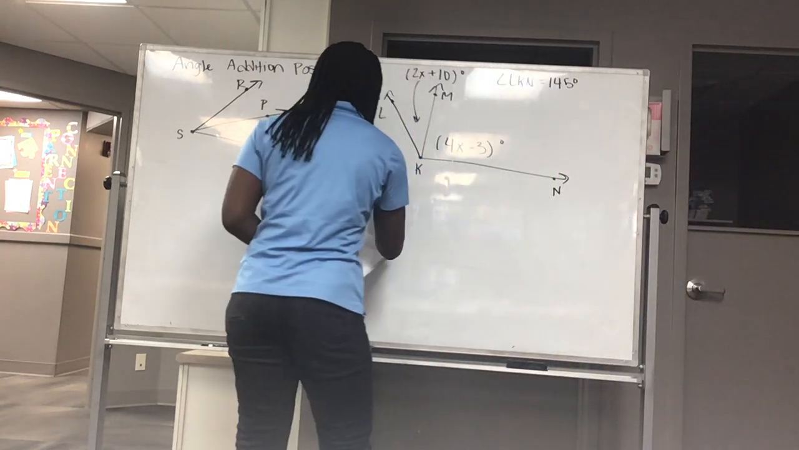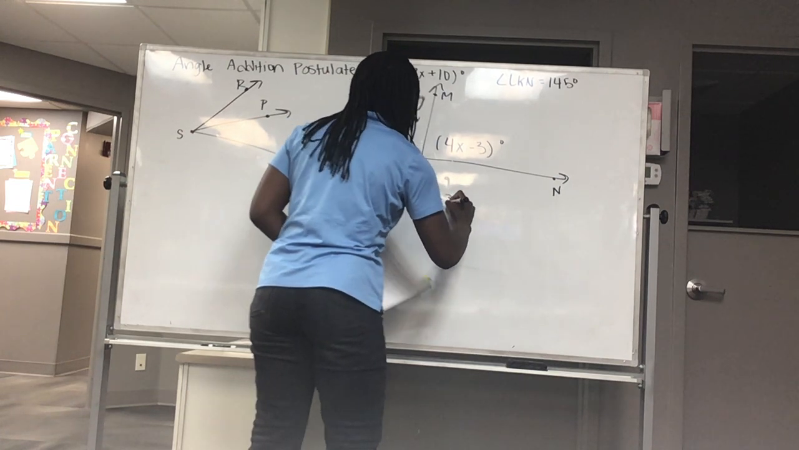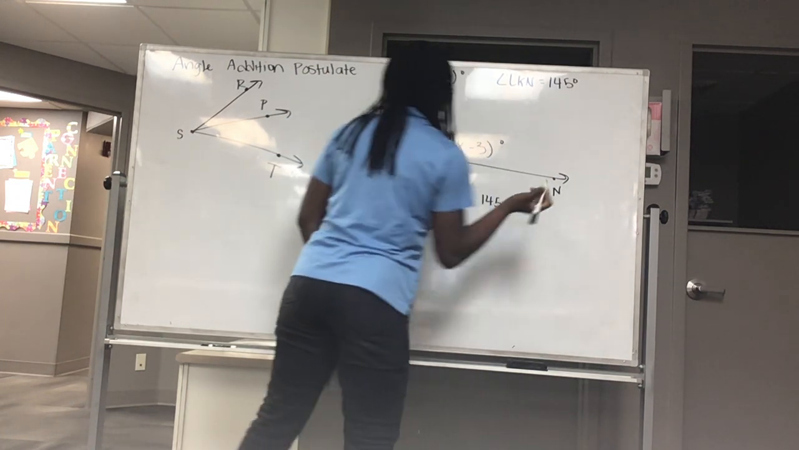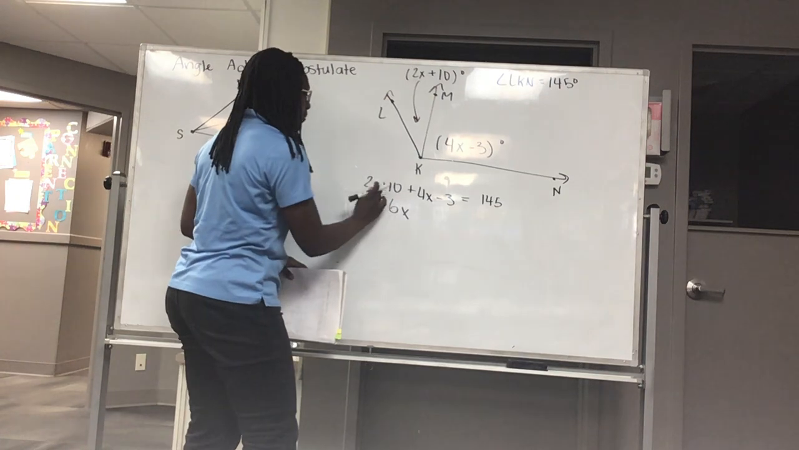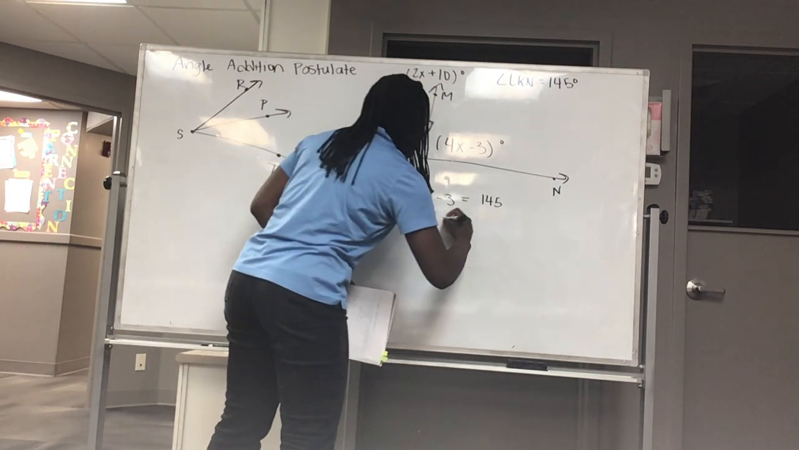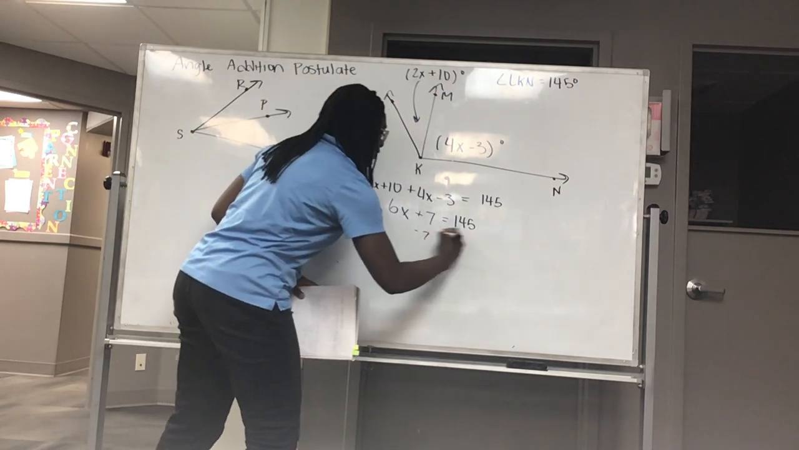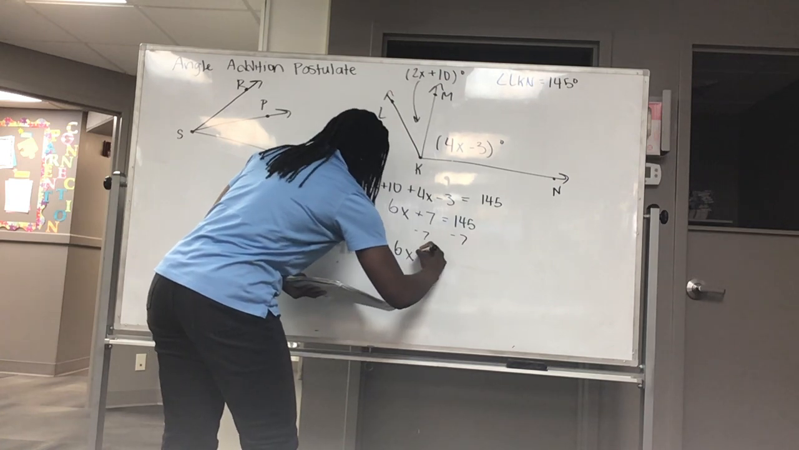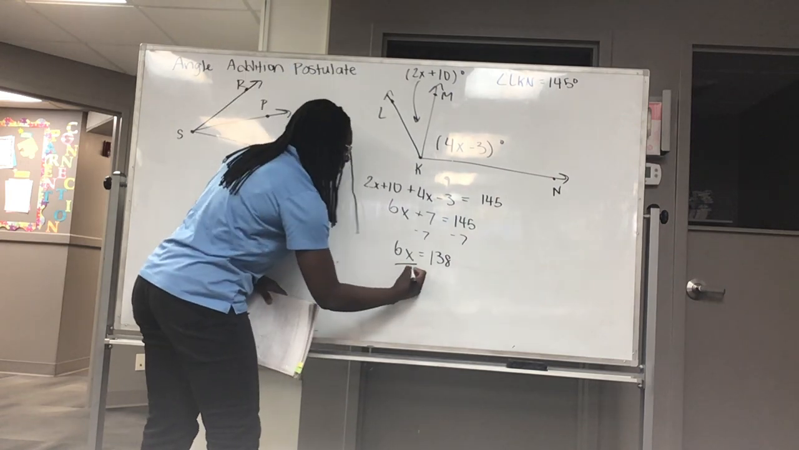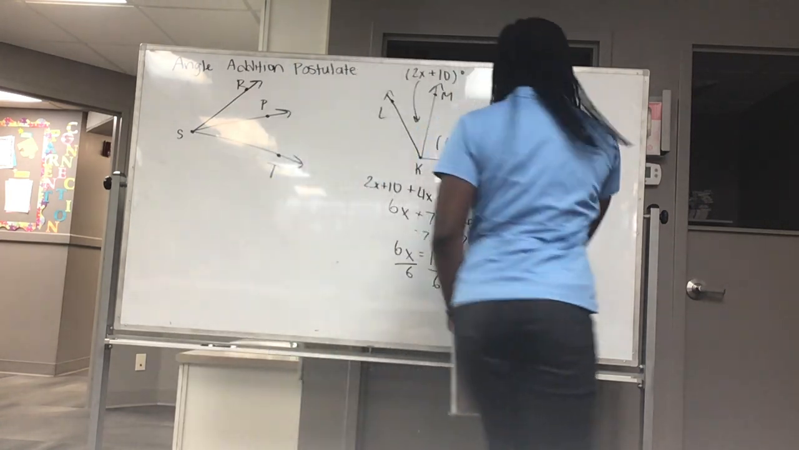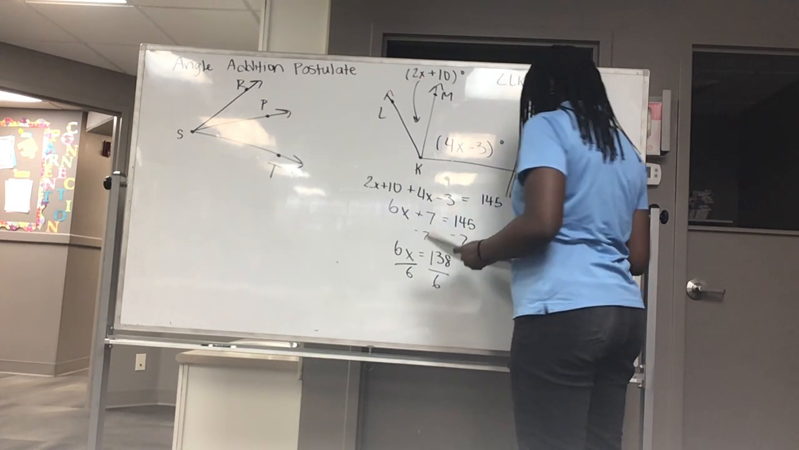So I'm going to write 2x plus 10 plus 4x minus 3 is equal to 145. And then I'm going to combine like terms, so 2x plus 4x is 6x, 10 minus 3 is positive 7, equals 145. Then to go further, I'm going to subtract 7 on both sides. So 6x is equal to 138. And then if I divide by 6 on both sides, for x I should get 23. You guys agree with that?